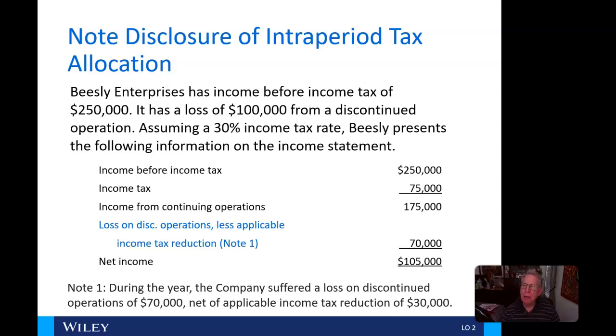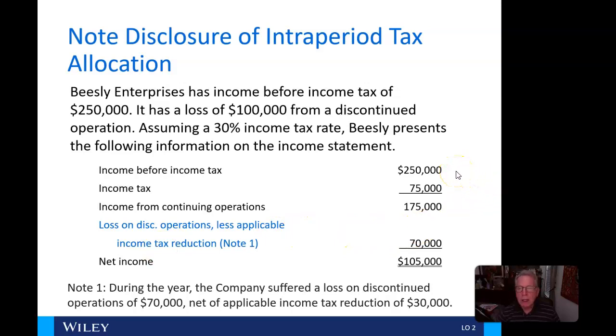Beasley Enterprises has income. Here we're going to look at disclosure of intra-period tax allocation. So Beasley has income before income tax of $250,000, a loss of $100,000 from discontinued operations, and assuming a 30% income tax rate, it's going to present the following information.